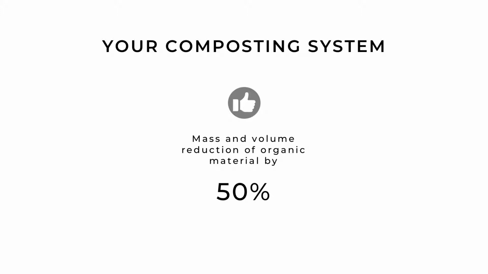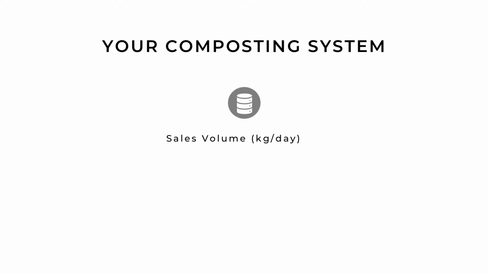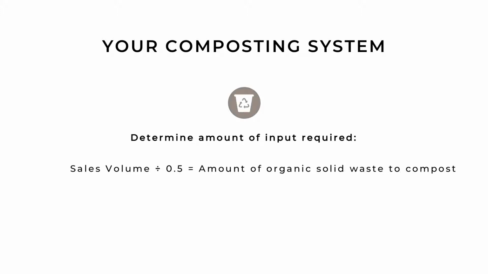Today you have learned that as a rule of thumb, composting reduces the mass of solid waste by about 50%. In Module 2, you have calculated your sales volume, which is the amount of compost you need to produce and sell per unit of time, let's say days. This means that the required amount of organic solid waste to compost is equal to sales volume divided by 0.5.